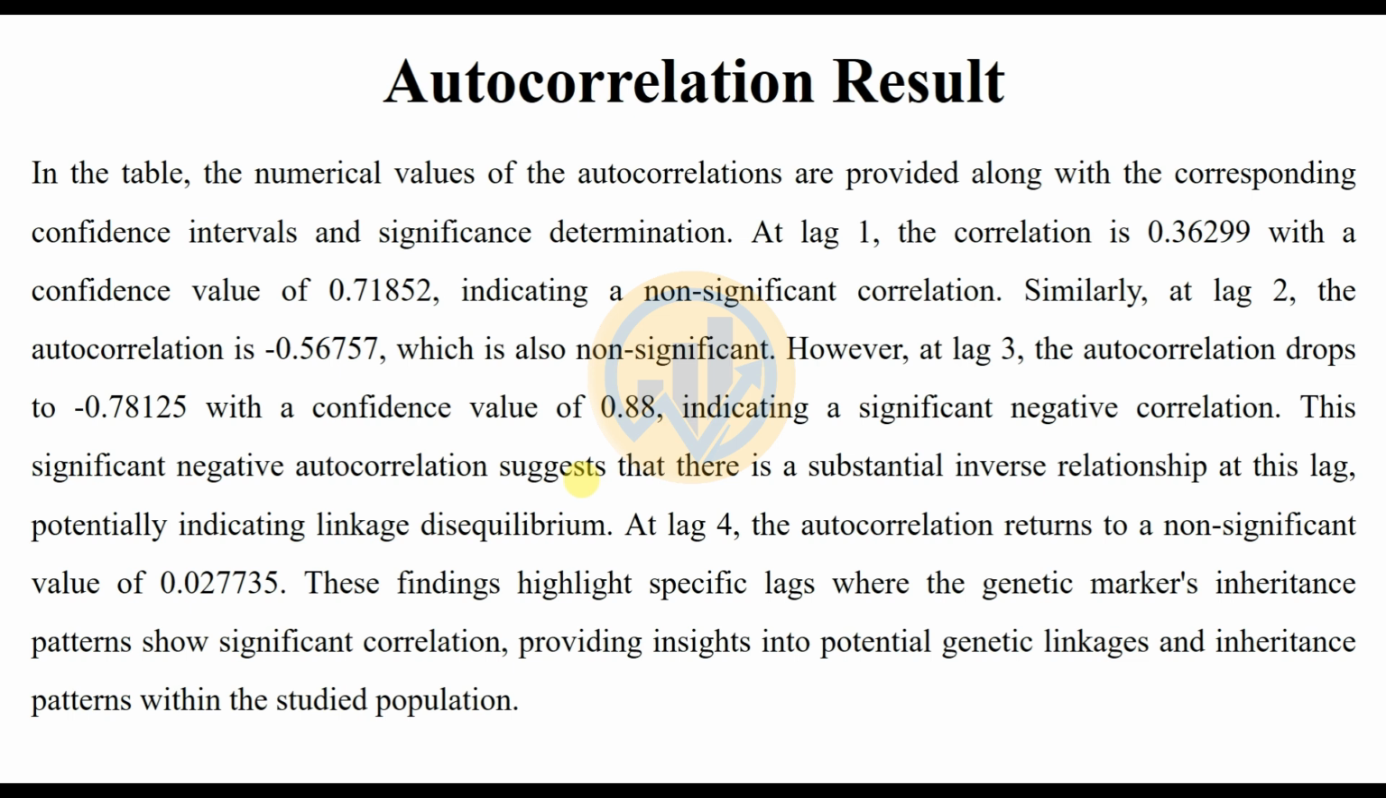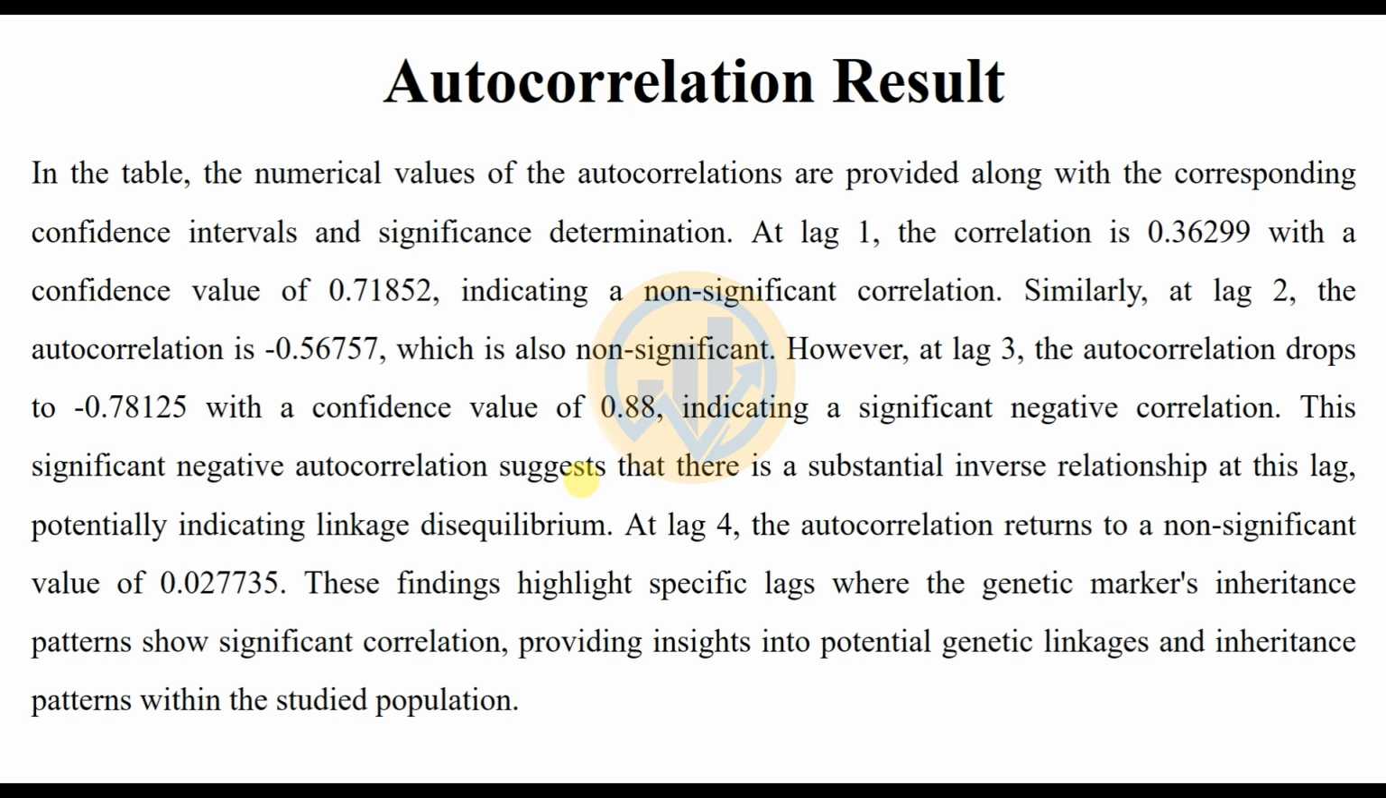At lag 1, the correlation is 0.36 with a confidence value of 0.72, indicating a non-significant correlation. Similarly, at lag 2, the autocorrelation is minus 0.57, which is also non-significant. However, at lag 3, the autocorrelation dropped to minus 0.78 with the confidence value of 0.88, indicating a significant negative correlation. This significant negative autocorrelation suggests that there is a substantial inverse relationship at this lag, potentially indicating linkage disequilibrium. At lag 4, the autocorrelation returns to a non-significant value of 0.03.